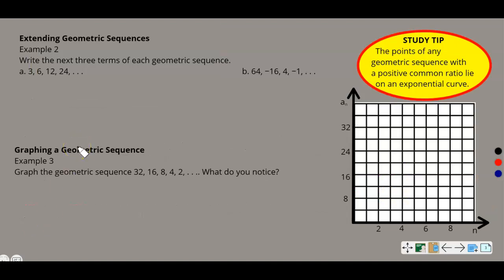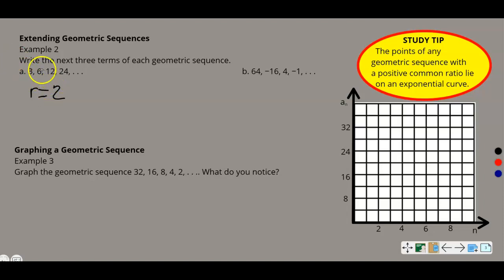All right, for example 2, we're going to extend a geometric sequence. If you can find the common ratio, which determines what you're doing, then you can use that to get to the next term and the next term and the next term. It says write the next 3 terms of the geometric sequence. So we have 3, 6, 12, 24. What are you doing? It's doubling each time. That means I'm multiplying by 2, so my common ratio is 2.